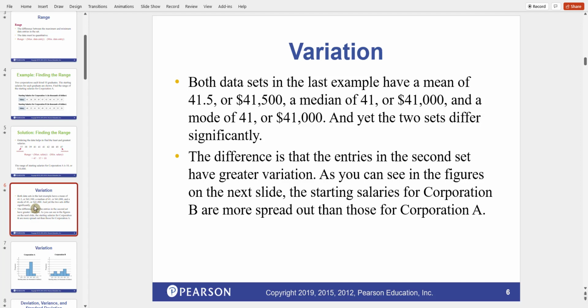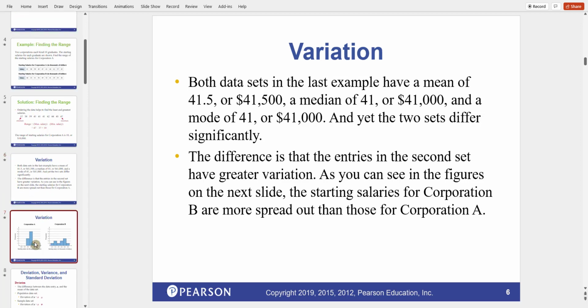Variation is the next thing that we'll discuss. If you go back to the two data sets that I did for Corporation A and Corporation B, both data sets have the same mean of 41.1, or $41,500. They have the same median of 41, or $41,000, and they have the same mode of 41, or $41,000. But the two data sets differ significantly. The difference is that the entries in the second set have a greater variation.